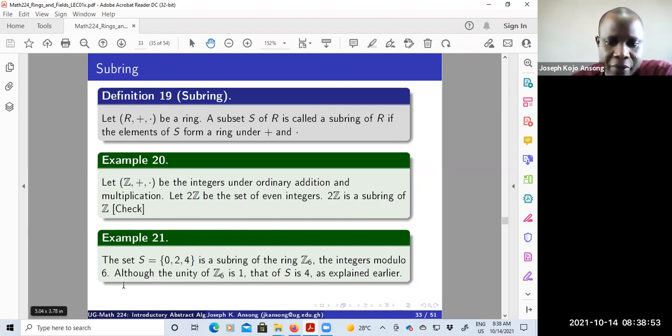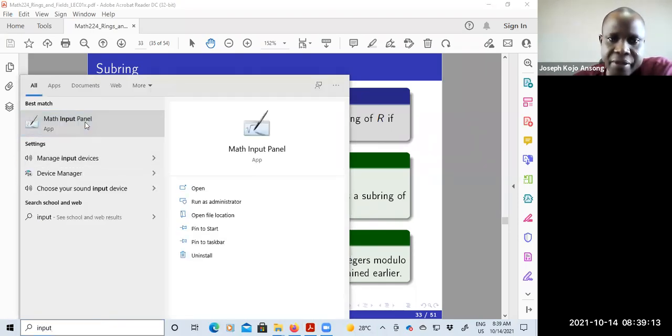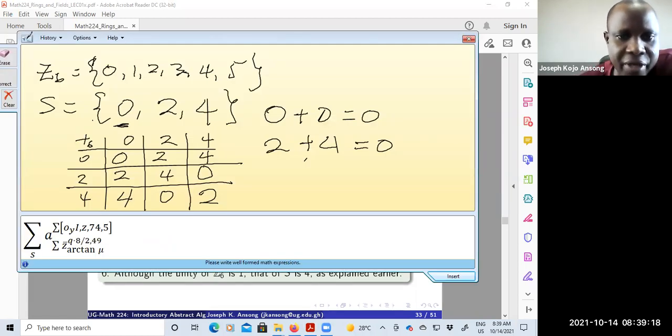And then here's an interesting one. We've come across this set before, the set S with elements 0, 2, and 4. This forms a subring of the ring Z6, that is, the integers modulo 6. Of course, the integers modulo 6 has elements 0 to 5. So Z6 here has elements 0, 1, 2, 3, 4, and 5. S here has elements 0, 2, and 4.